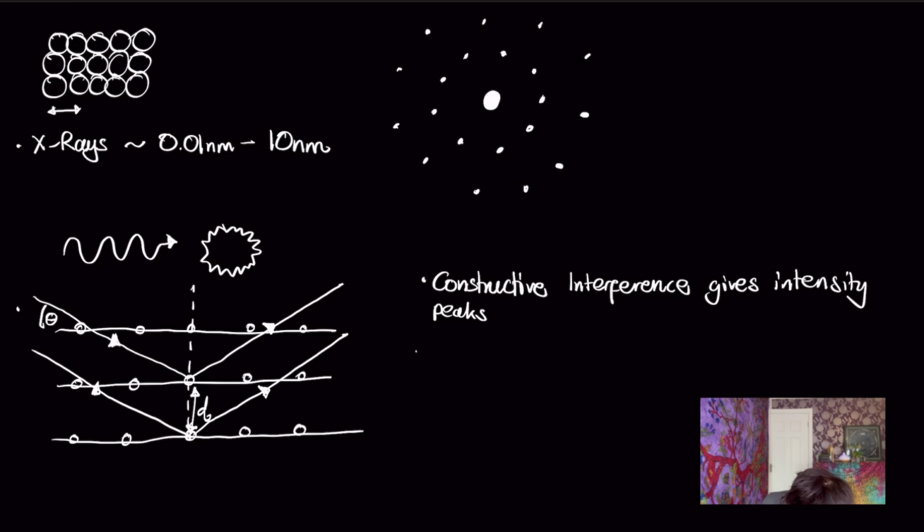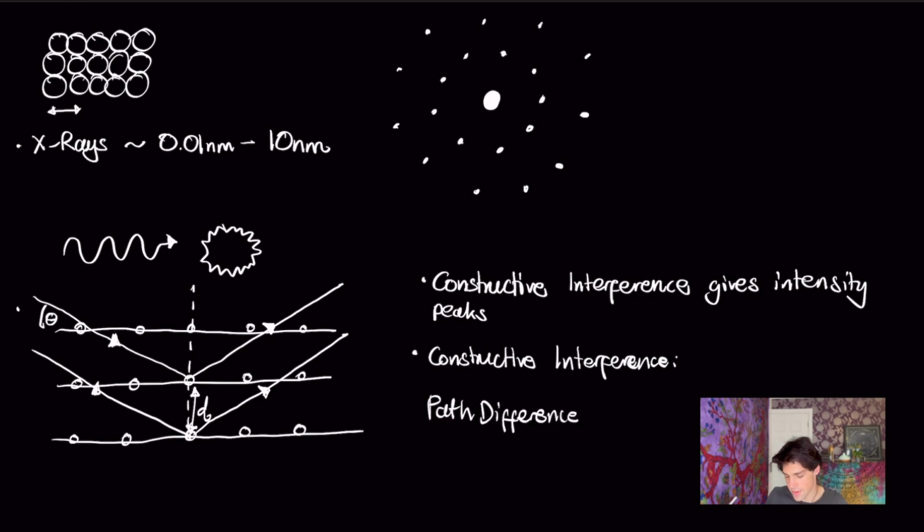And then what we can say is that for constructive interference, the path difference, so that is the difference in distances which the two rays have to travel, has to be equal to an integer number, n, multiplied by the wavelength of the beam. So again, hopefully all this is fairly familiar if you've studied diffraction before.